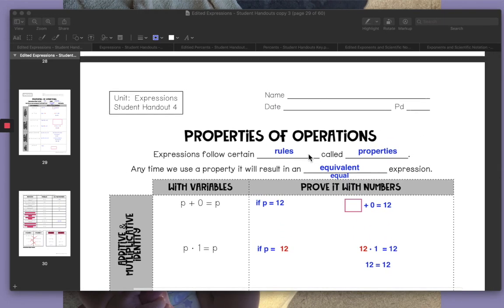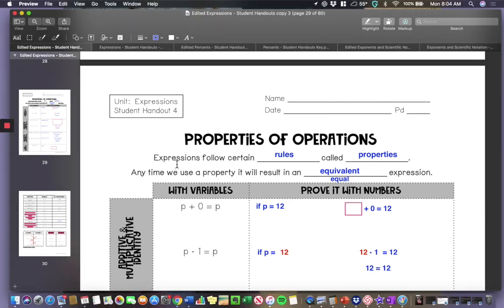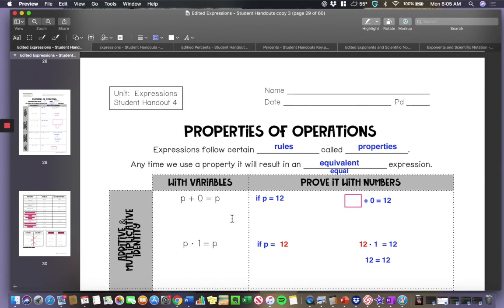Hello, everybody. Today we have properties of operations. Expressions follow certain rules called properties. Anytime we use a property, it will result in an equivalent expression, or another way to say that would be anytime a property will result in an equal expression, meaning that both sides are equal to the same number.